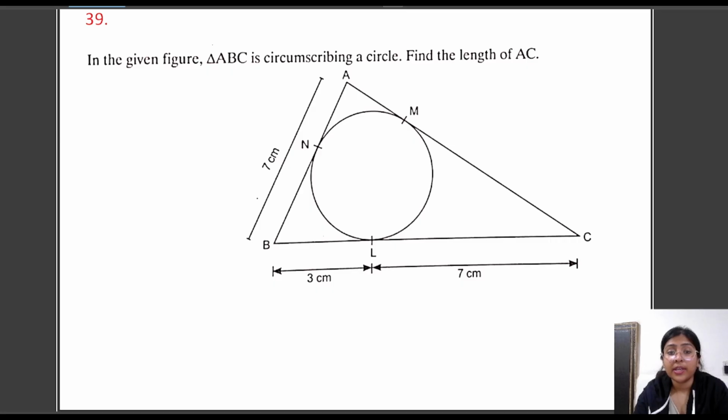In the given figure, triangle ABC is circumscribing a circle. Find the length AC. Very easy question again. This is 7. This is also 7. The length of the tangents drawn from an external point are equal. This is 7, so this will be 3. This is 3. This is 3. This will be 4. If this is 4, this is also 4. The length AC is 7 plus 4, that is 11 centimeter. Very easy.